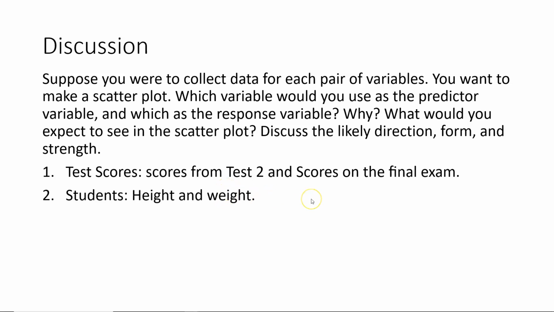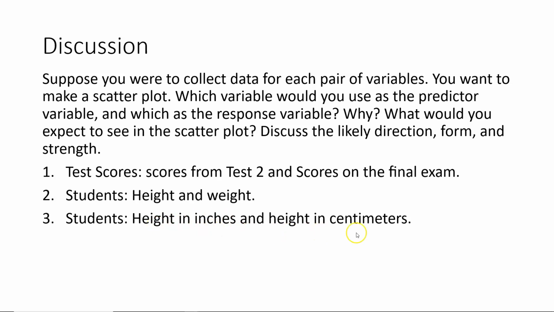How about this next one, height and weight? Well, I would expect the height to be a predictor variable, weight to be a response variable. I would expect to see a positive correlation. In other words, as somebody is taller, I would expect them to be heavier. And that's that one. Okay, so the next one, height in inches and height in centimeters. Either one of these could serve as the predictor and either one could be the response variable because the only difference in these two variables are the units. I would expect there to be a perfect positive correlation in this case with the line going upwards from left to right.